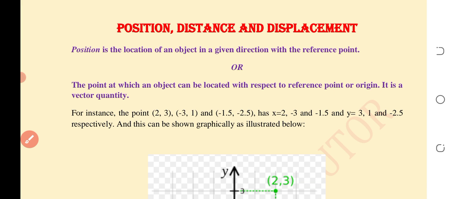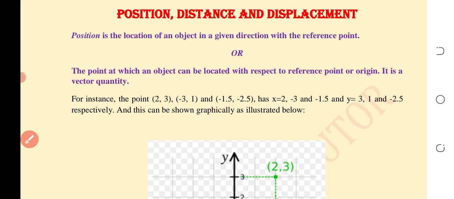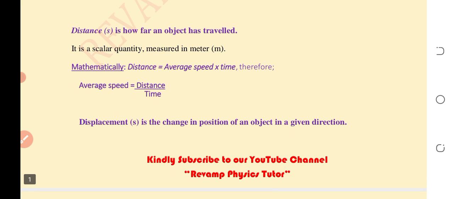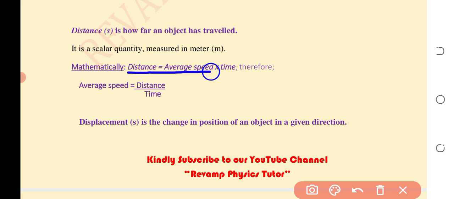Moving away from position, let's quickly look at what distance is. Distance is how far an object has traveled. It is a scalar quantity and it is measured in meters. Mathematically, distance is average speed multiplied by time. We are going to make reference to that when we start our calculation.